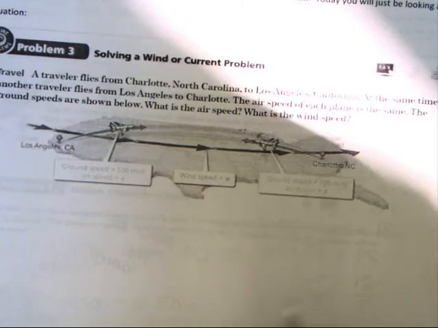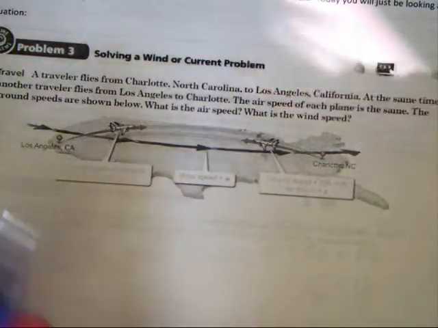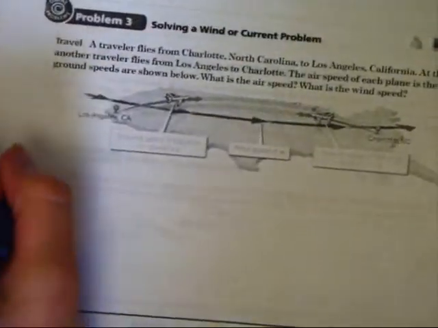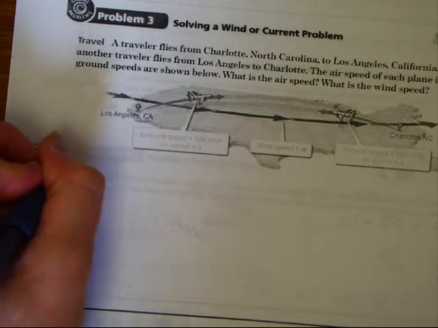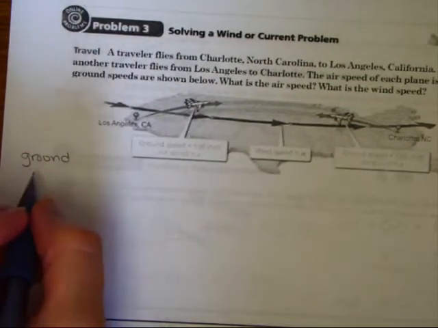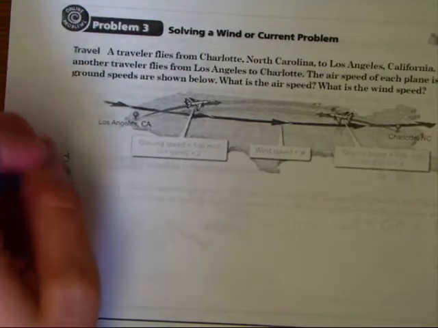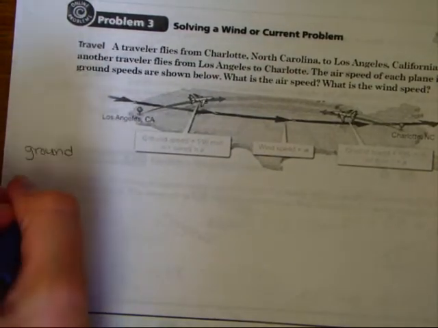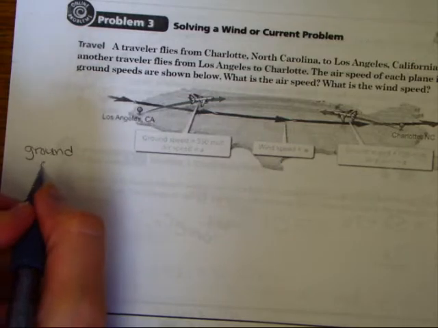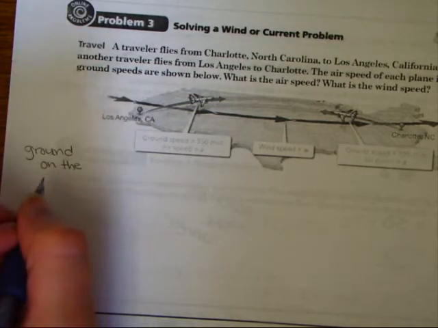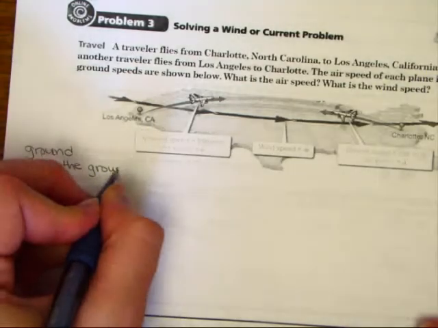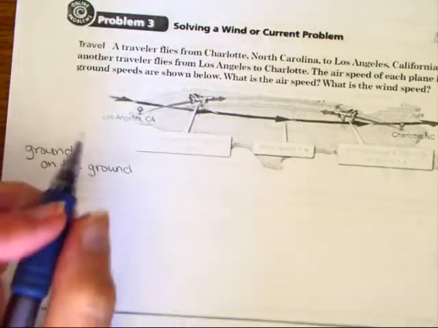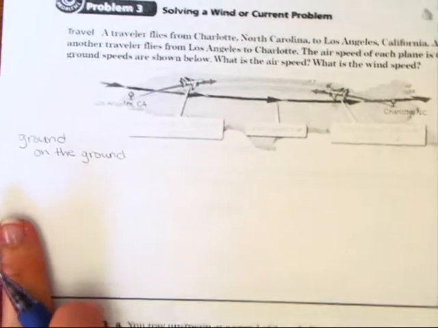Let's focus on what all of this even means before we begin. Ground speed, maybe we should talk about what ground speed actually is. Ground speed is how fast a plane can go if they were just on the ground, okay? If they were just traveling with no resistance, no air, no wind at all. If they were just on the ground, how fast could this plane go?